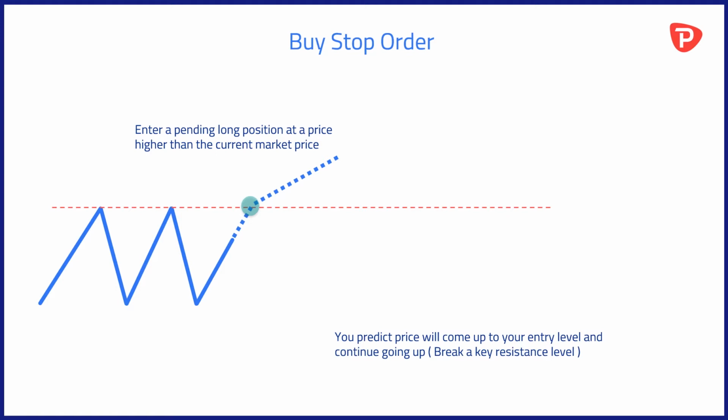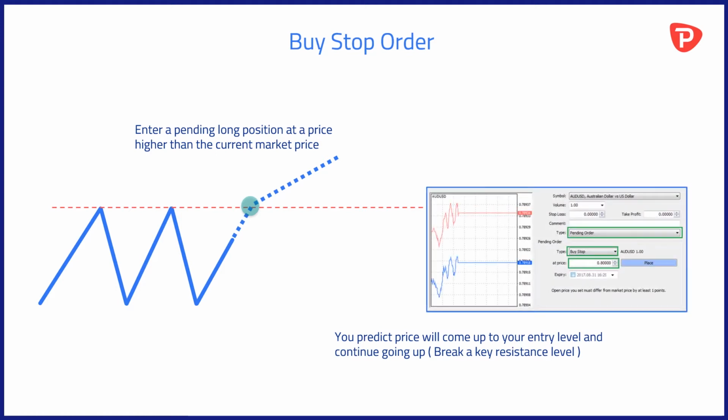You can see in the example on the screen that the order window looks similar to the market order window. The first green box contains the order type, where pending order is selected. The second green box has the buy stop selected from the drop-down menu, and the third green box has a price that you would like to buy at.